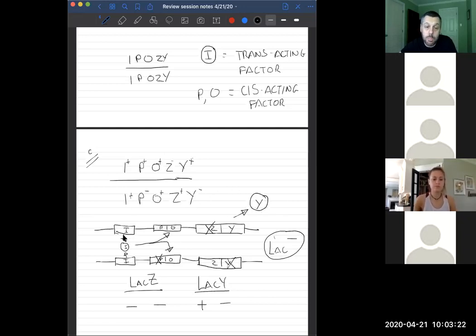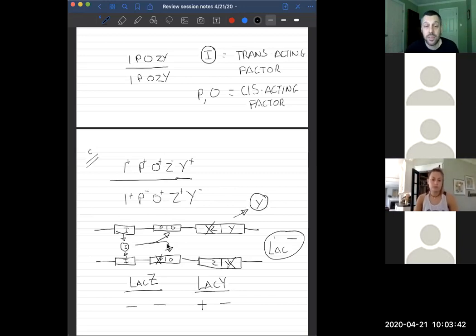So if you have one mutant repressor and one wild type repressor, then the repressor will be made and it will bind to both operators because it's trans-acting. Yeah, and that's how you address one of those questions.